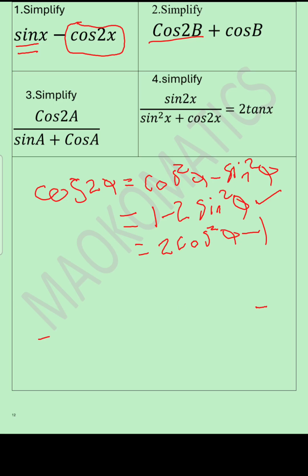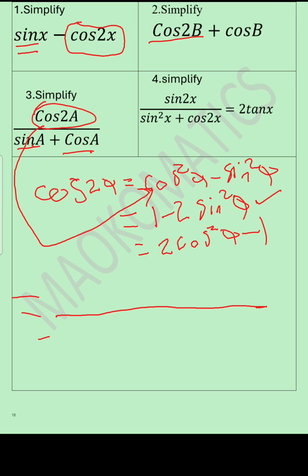Then we check this one here. So you have cos A now. At the bottom, we have got sine A cos A. So you change this into the first identity that has got cos and sine, because there is cos and sine there. So this is equal to cos squared A minus sine squared A over sine A plus cos A.